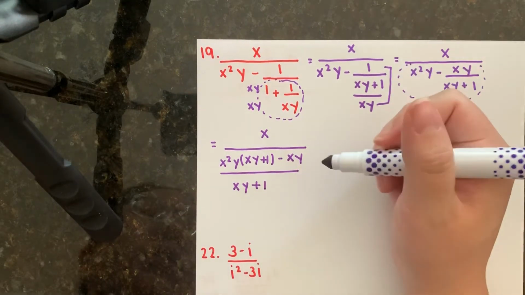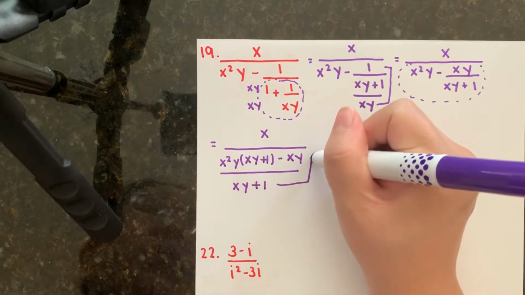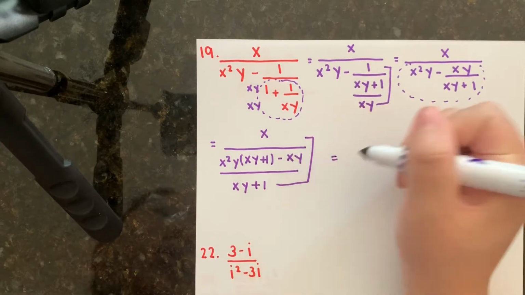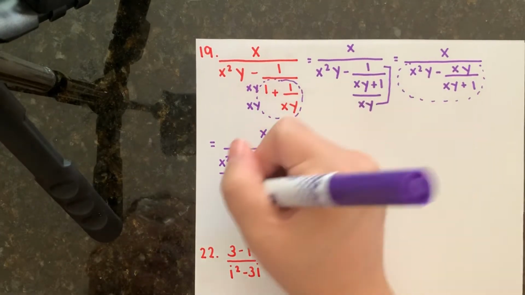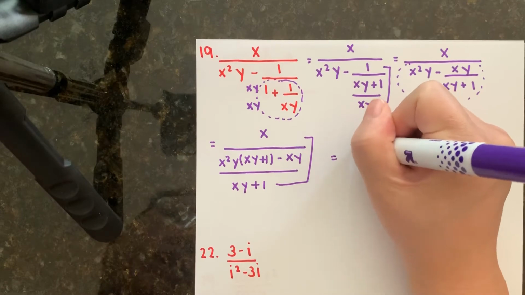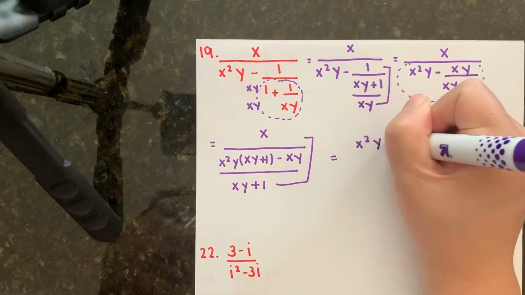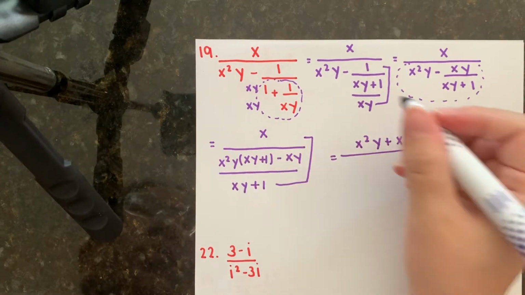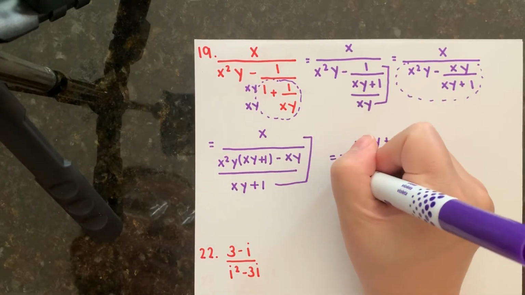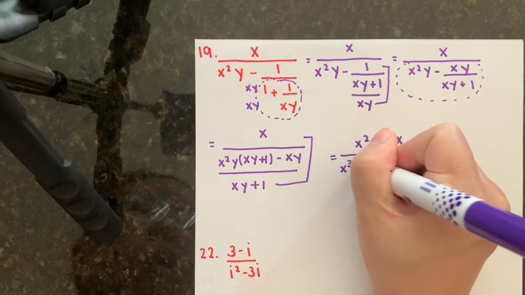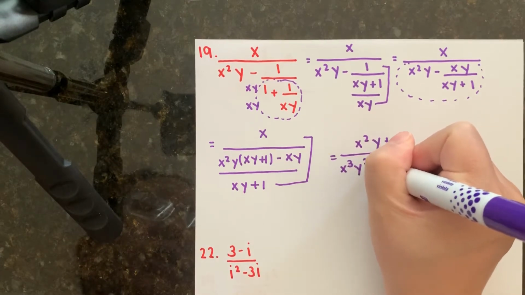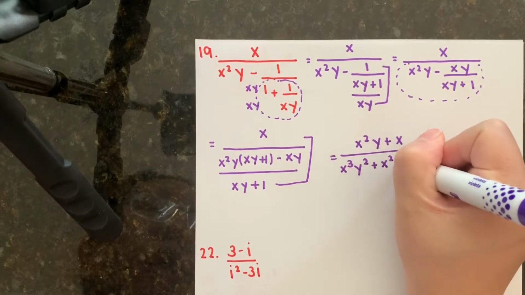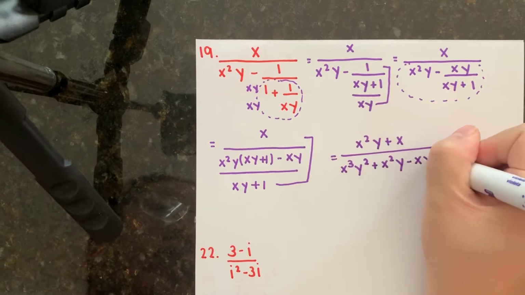Then you're going to multiply this by the reciprocal. And you could distribute that. So when I multiply x times xy plus 1, I would get x squared y plus x all over, and I'm going to distribute the x there too. So that would be x to the third, y to the second, plus x squared y minus xy.